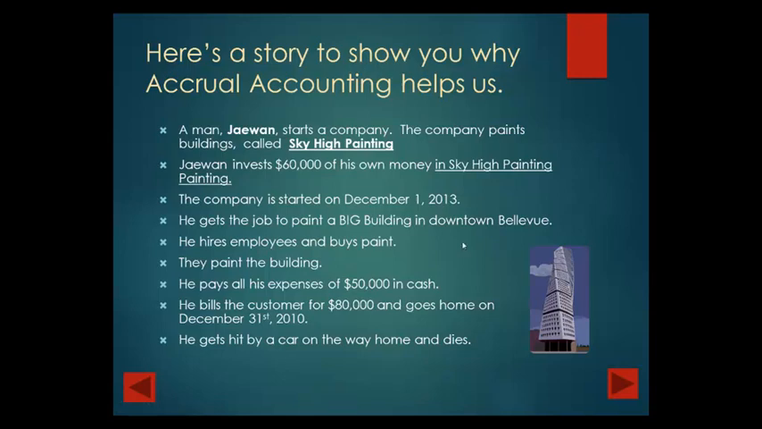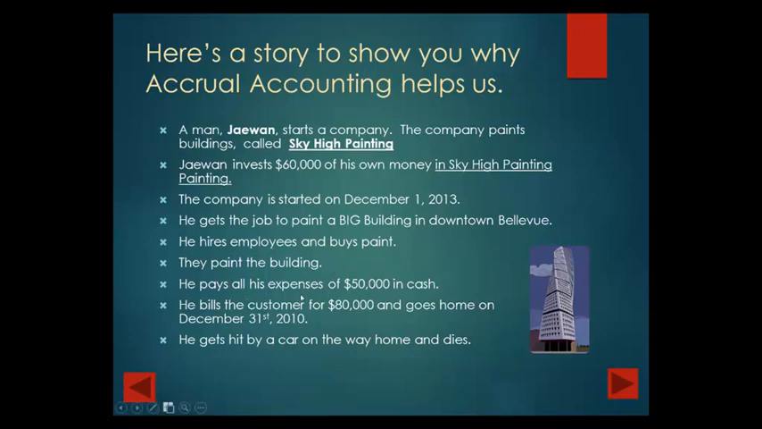A man, J1, starts a company. The company paints buildings, and they're called Sky High Painting. J1 invests $60,000 of his own money in Sky High Painting. The company is started on December 1st. He gets the job to paint a big building in downtown Bellevue. He hires employees and he buys paint. They paint the building.